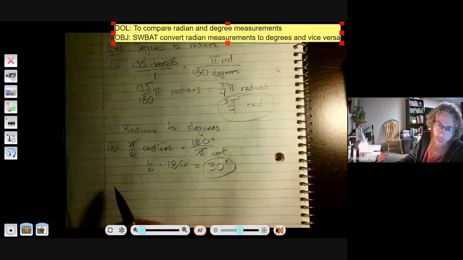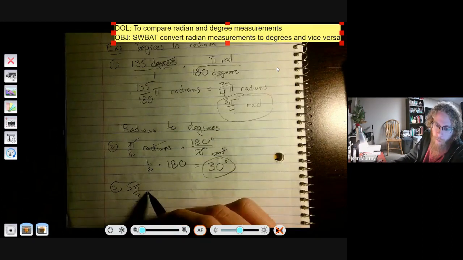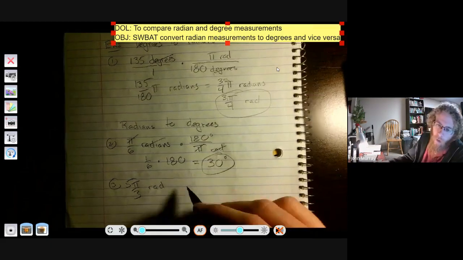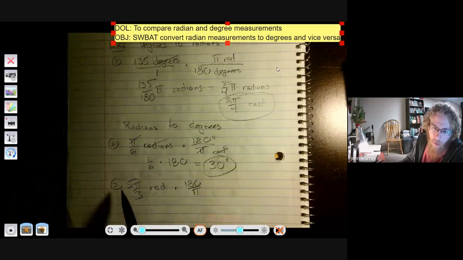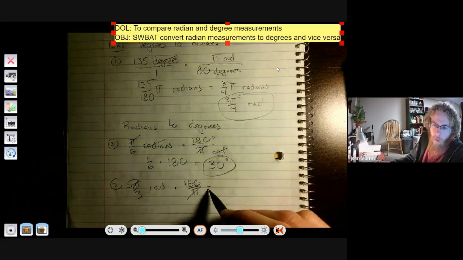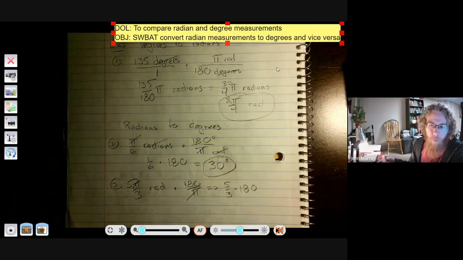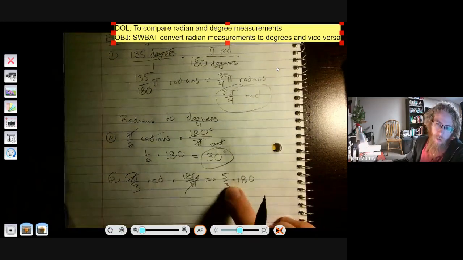Okay, let me do one more real quick like that. If we have 5 pi over 3, again, I'm going to multiply that by 180 over pi. So automatically my pi's eliminate each other. So now all I'm worried about is 5/3 times 180. So say you don't have a calculator with you, your phone's offline or something.